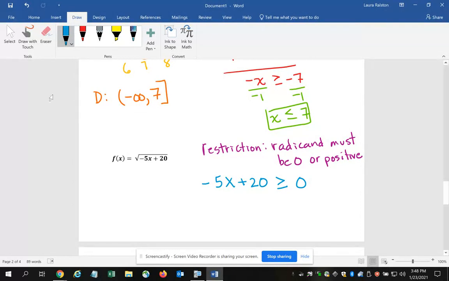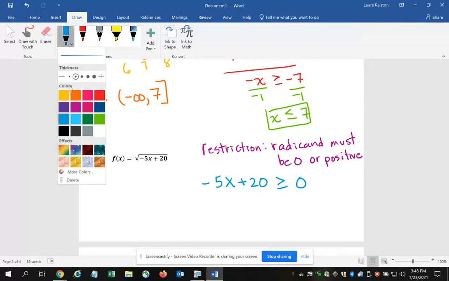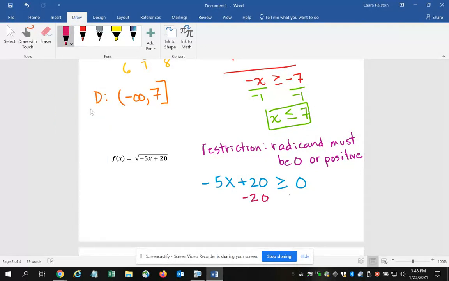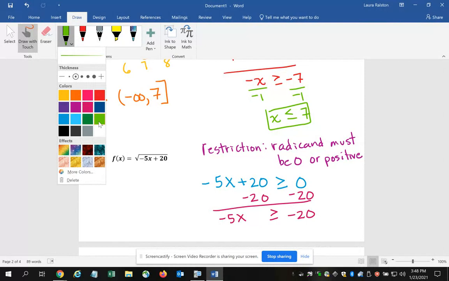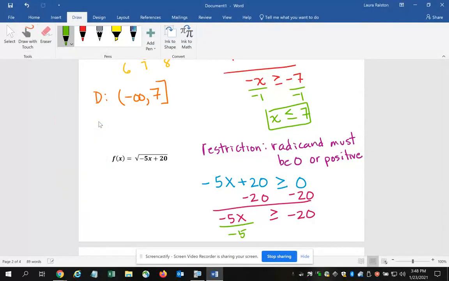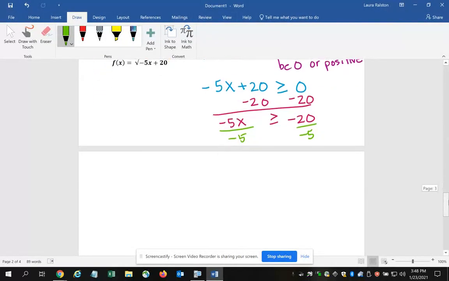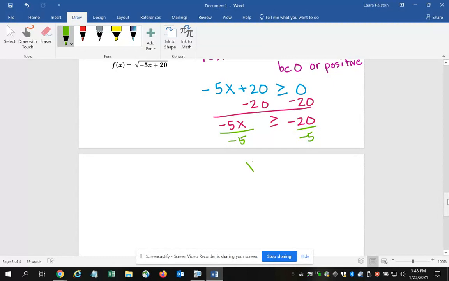And again, I need to solve that for x. So to do that, I would subtract 20. I'm going to isolate the x, good old basic algebra. So I have negative 5x is greater than or equal to negative 20. I'm going to divide both sides by negative 5. Again, since I'm dividing by a negative, I have to flip the inequality symbol, so I have x is less than or equal to positive 4.